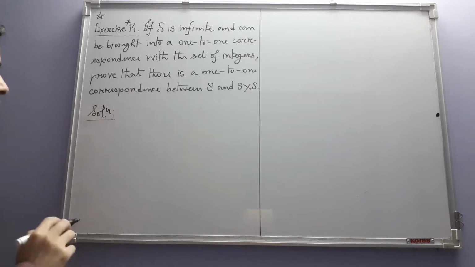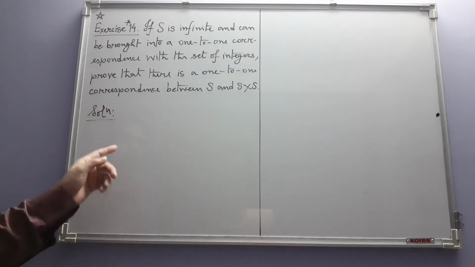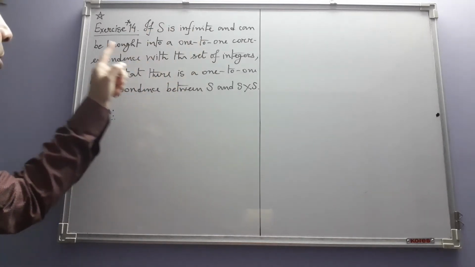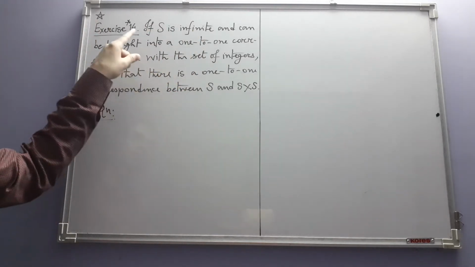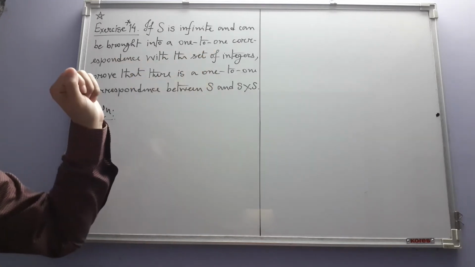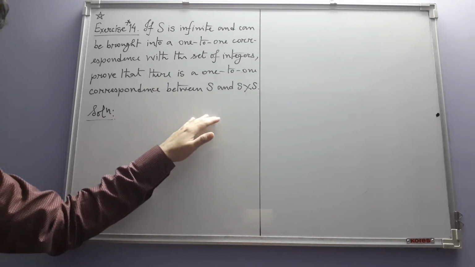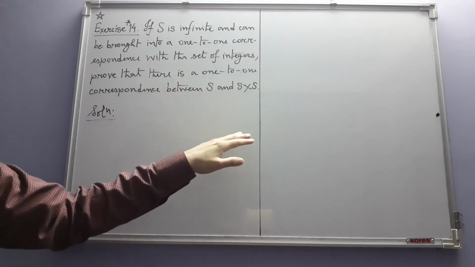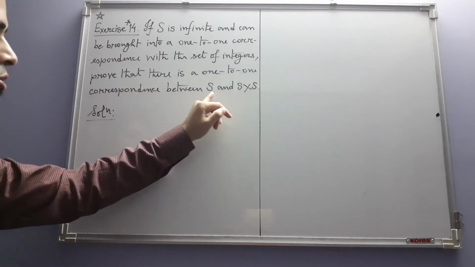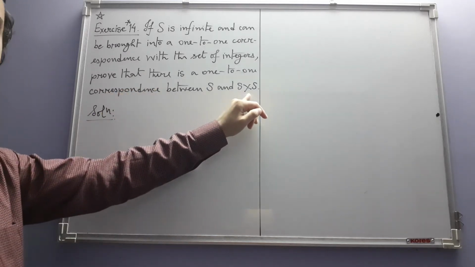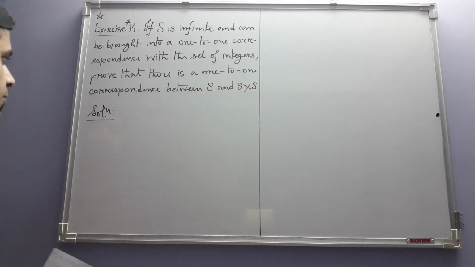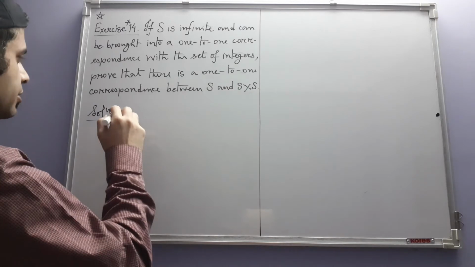Okay, by the way, what the exercise asks us is this: we are given an infinite set S, and it is given that S can be brought into a one-to-one correspondence with the set of integers. That means there is a one-to-one correspondence between S and the set of integers. Then we have to prove that there is a one-to-one correspondence between S and the Cartesian product of S with itself. Okay, so let us start the solution like this.